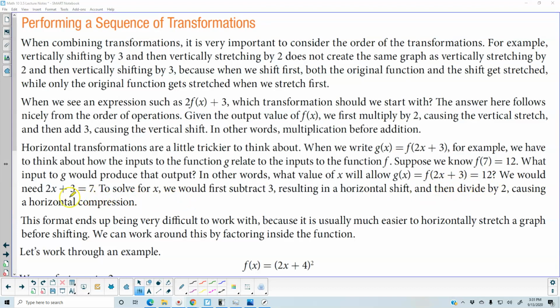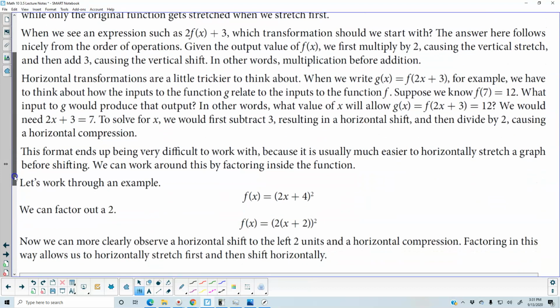We would need to set 2x plus 3 equal to 7. To solve for x, we would first subtract 3, resulting in the horizontal shift, and then divide by 2, causing the horizontal compression. This format ends up being very difficult to work with because it is usually much easier to horizontally stretch a graph before shifting. So we can work around this by factoring inside the function.